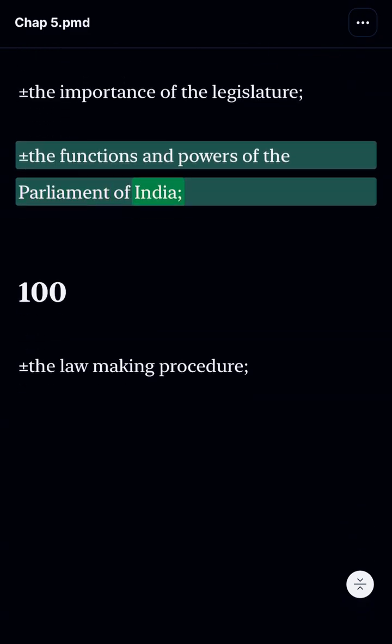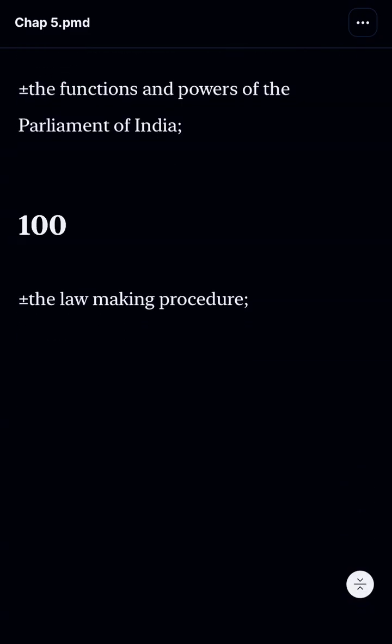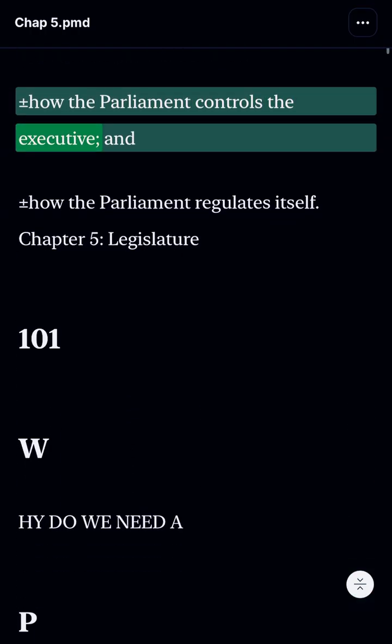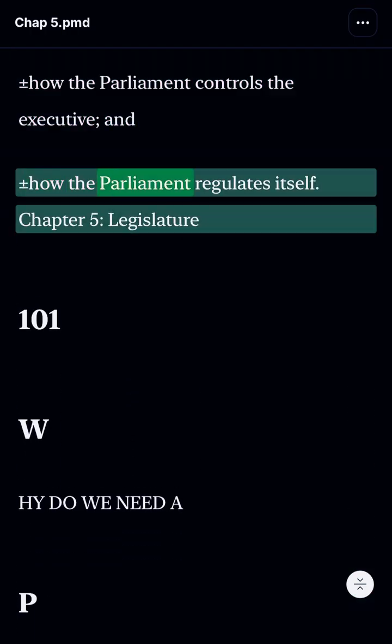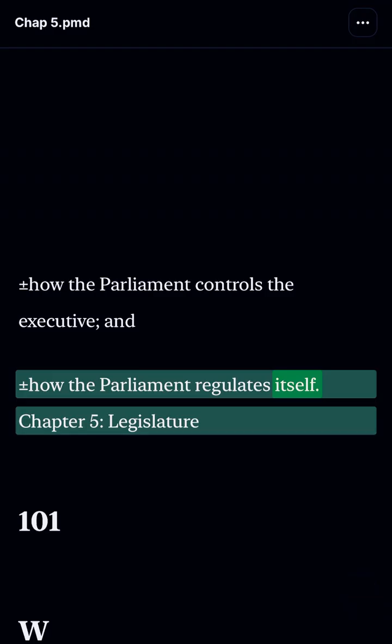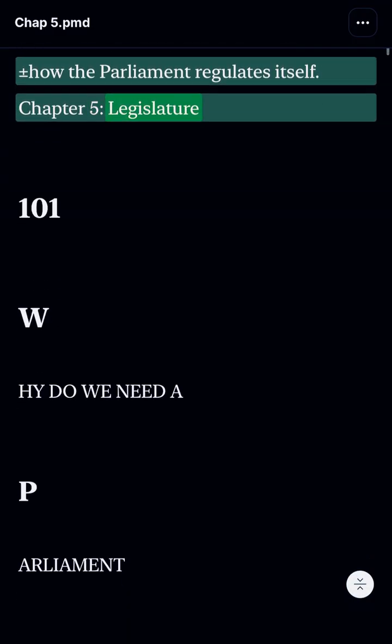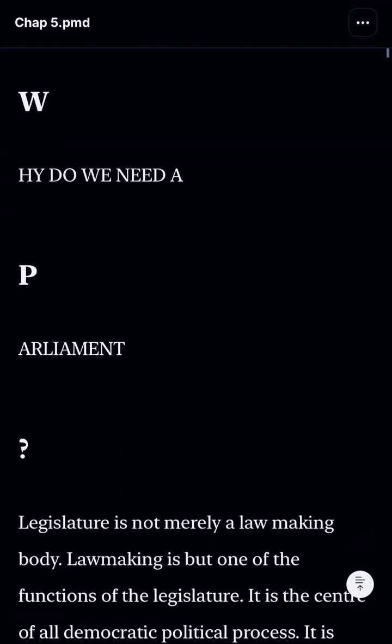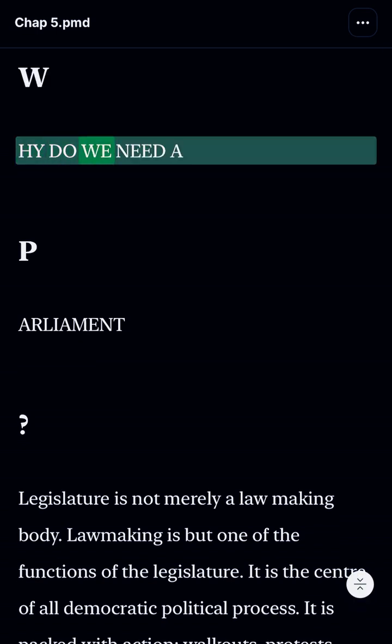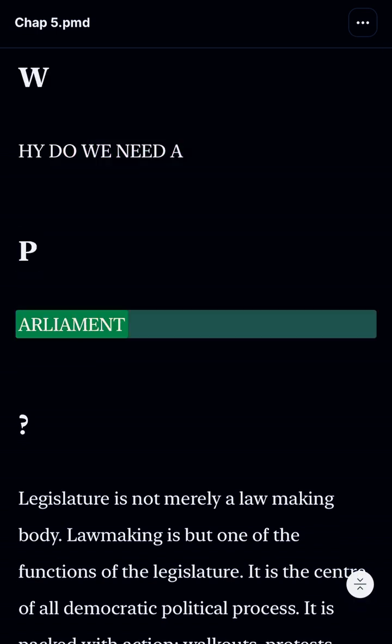the law-making procedure, how the Parliament controls the executive, and how the Parliament regulates itself. Chapter 5. Legislature. Why do we need a Parliament?